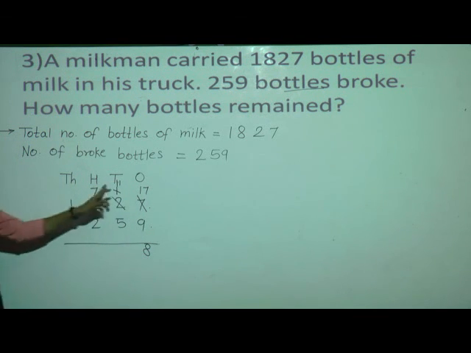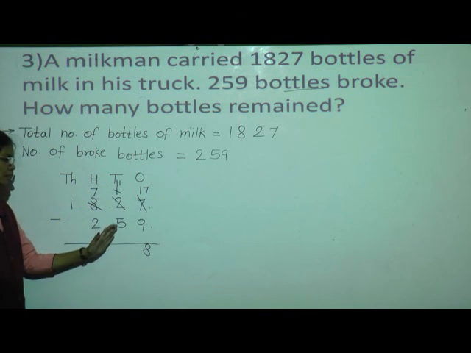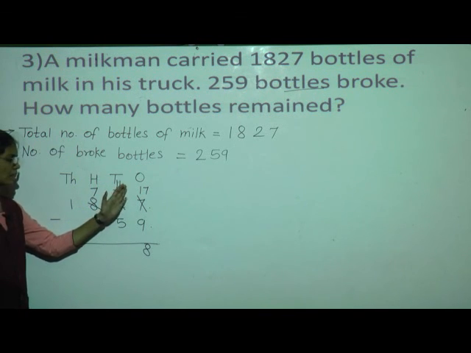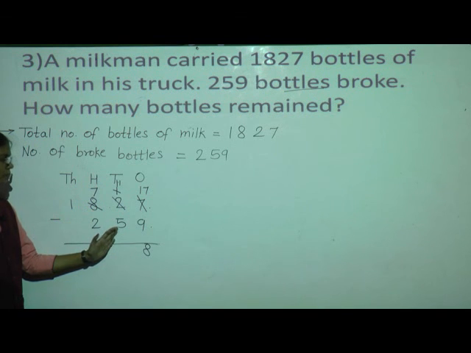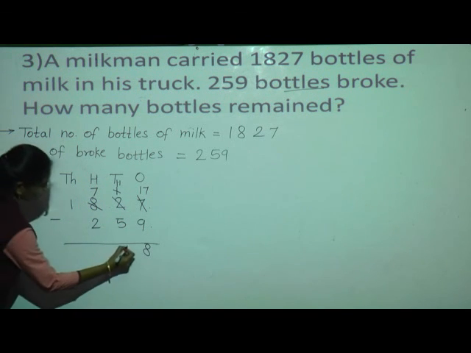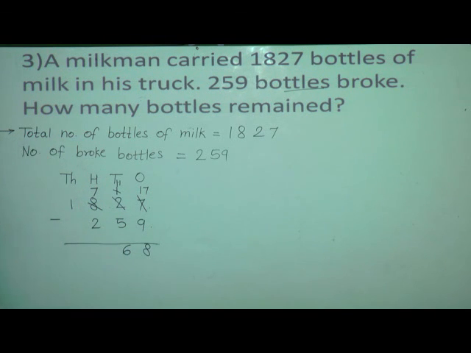Now do the subtraction. 11 minus 5. After 5, you have to count your fingers till 11. So count your fingers after 5. Yes, 11 minus 5, we will get 6. So write 6 at tens place.